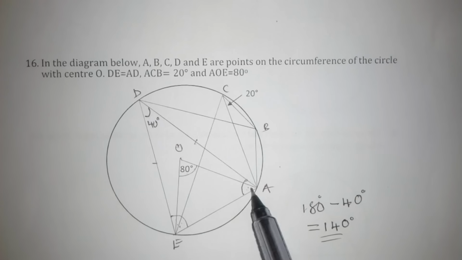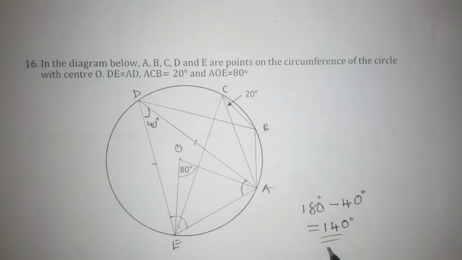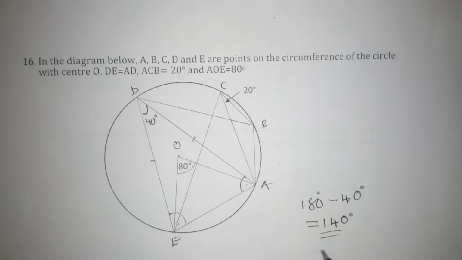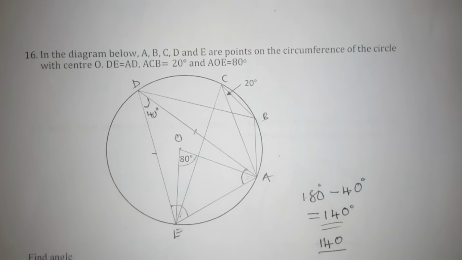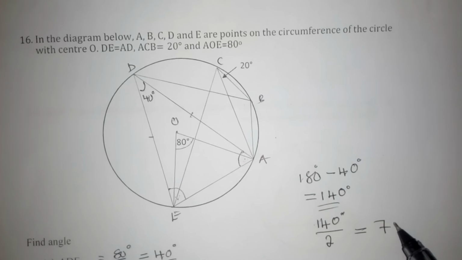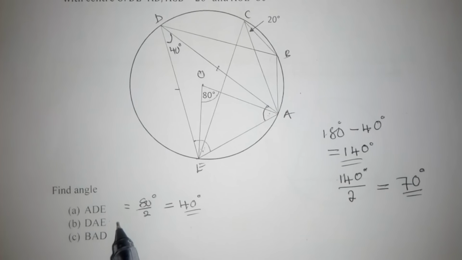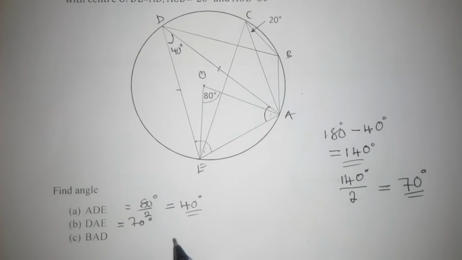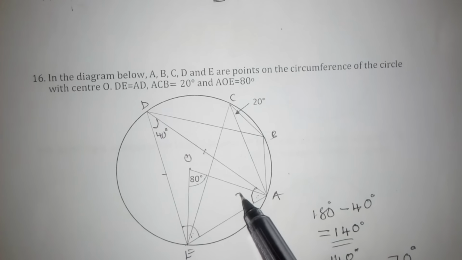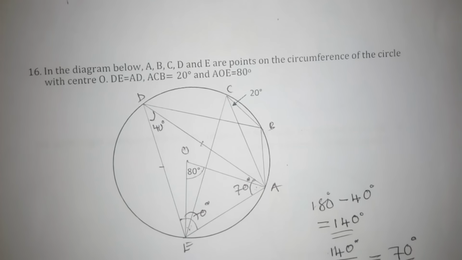So meaning these two angles have given us 140 degrees. So what we're going to do next will be to find each of them. What are they? For us to find each of them, we'll say 140 divided by 2. 140 degrees divided by 2 is 70 degrees. So meaning the angle which is here is 70 degrees. This is 70 degrees, and this is also 70 degrees.